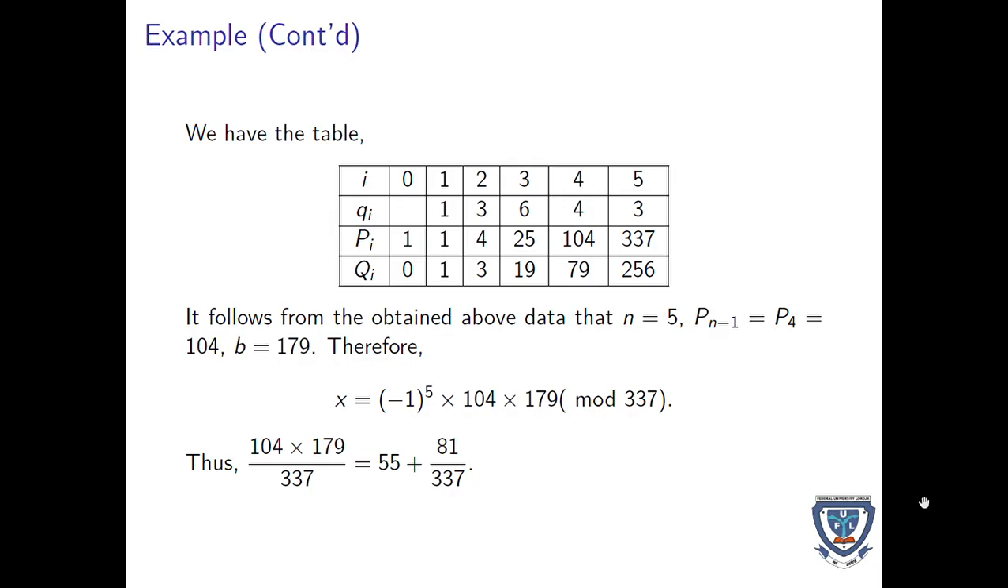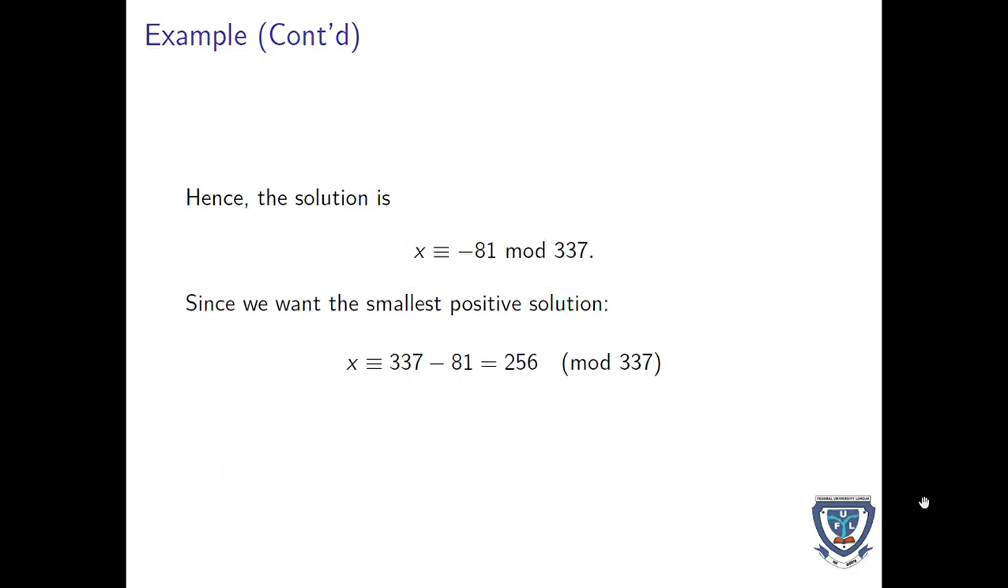Thus, when you simplify further, you're going to have 55 plus 81 over 337. Hence, the solution is x equal to minus 81 mod 337. But since we want the smallest positive solution, our final answer is going to be x equal to 256 modulo 337.